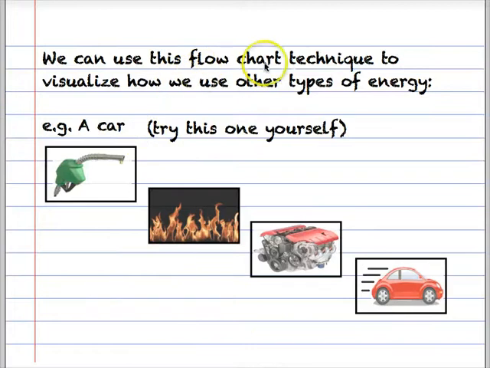So we can use this flowchart technique to visualize how we use other energy types as well. For example, a car. So we can see the pictures here to help you, but try putting the words in place there. Write down where the energy is and the type of energy in each case. So give that one a go yourselves.